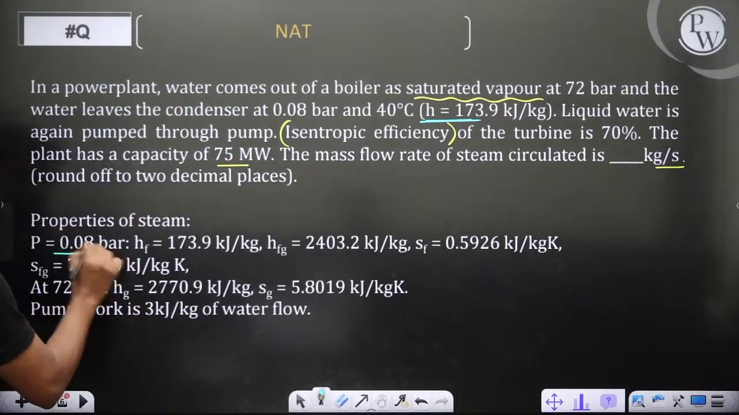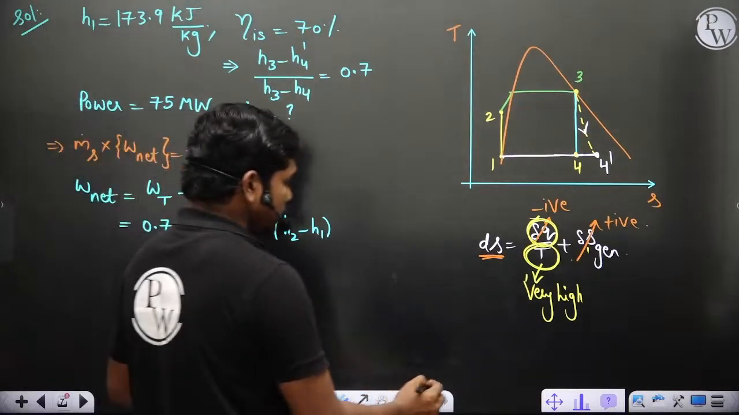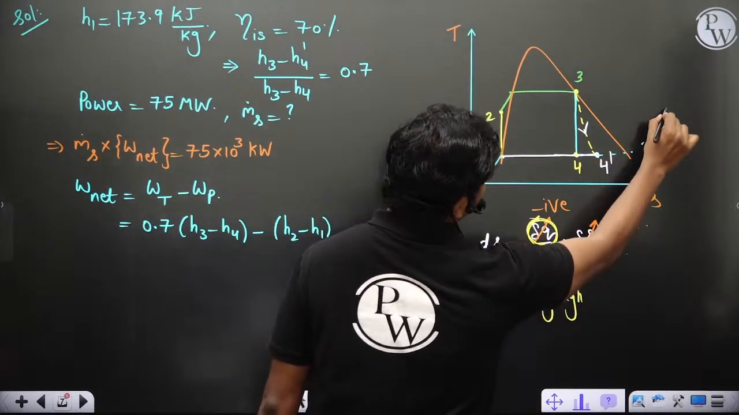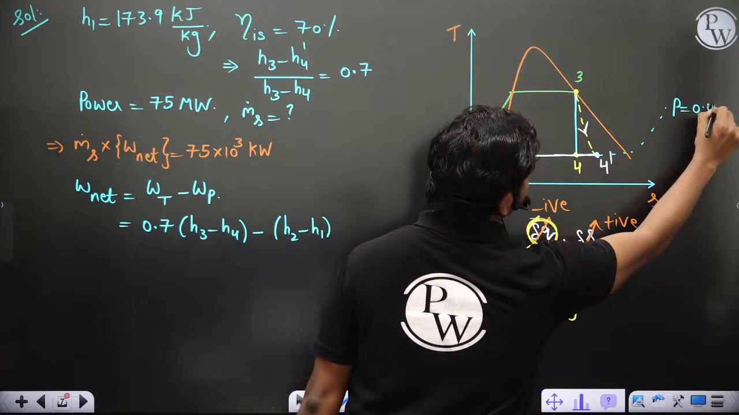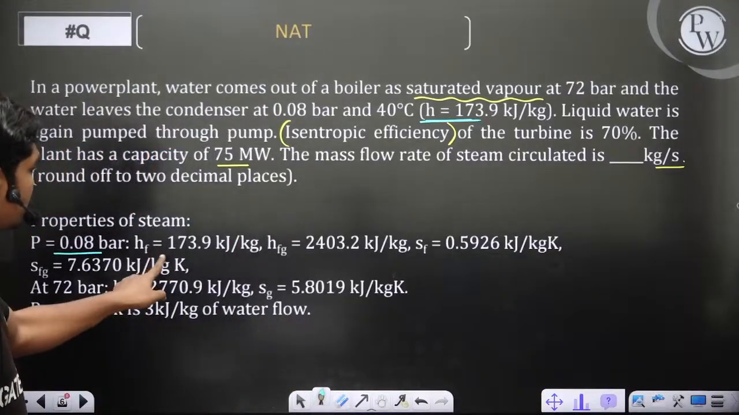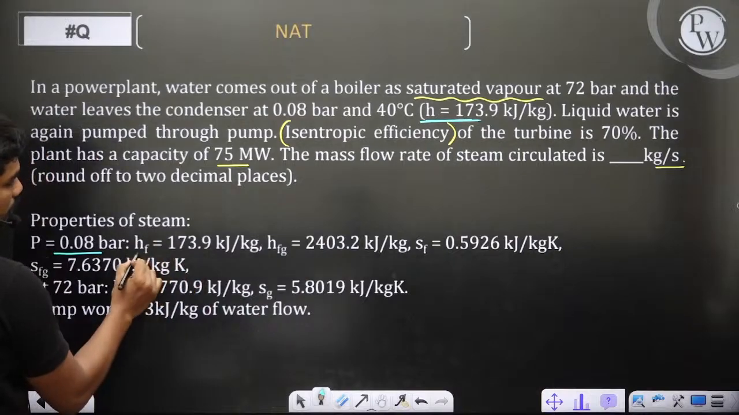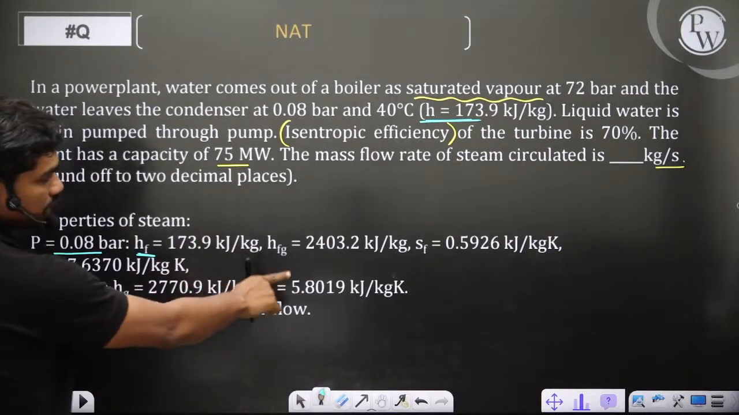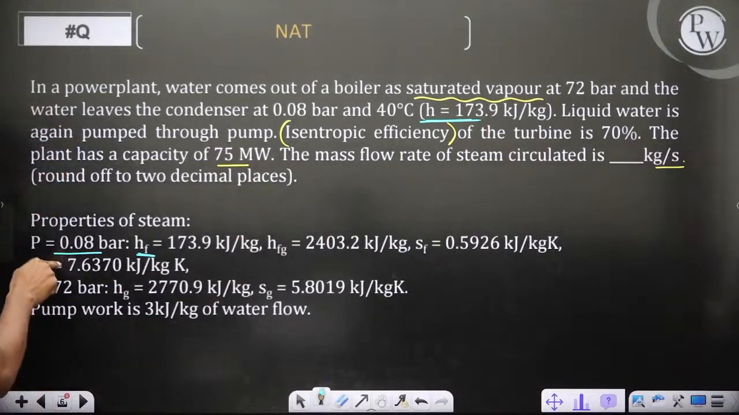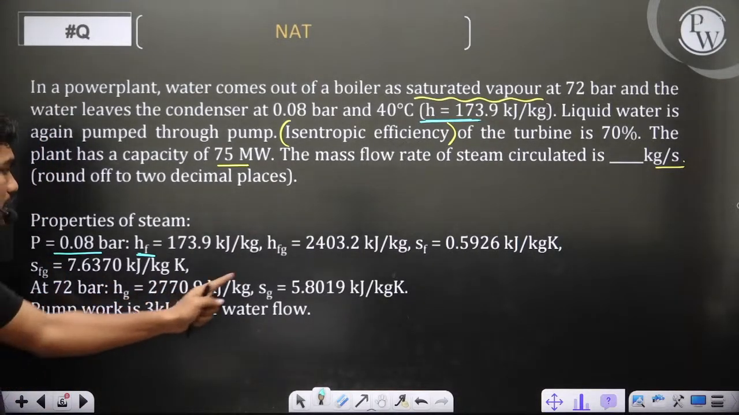At P is equal to 0.08 bar, roughly 8 kilopascals. You see such a low pressure. HF is equal to 173.9, which means we have drawn the diagram correctly. This 173.9 is nothing but the saturated liquid state. HFG is 2403.2. SF is that value, SFG is this value. And at 72 bar, HG is this, SG is this.